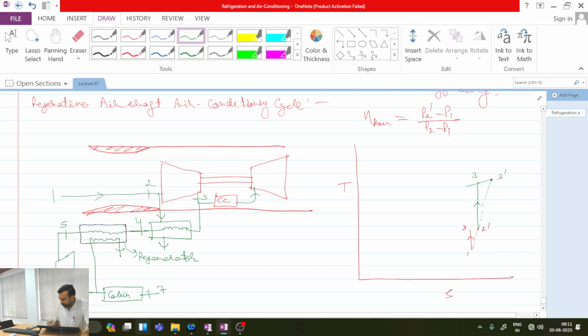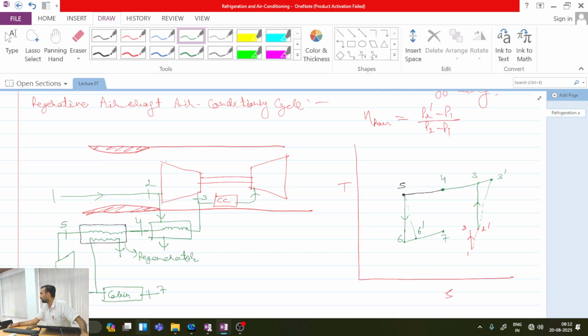So initially the cooling was done from 3 to 4. If I have only the simple cycle, then I will be just doing expansion from this. But if I have the regeneration cycle, then in this regenerator I will be having further cooling from 4 to 5, and from 5 I will be doing expansion to 6 in an ideal process, and 6 dash in an actual process. Okay, and then from 6 dash to 7 I will be having the cabin cooling.